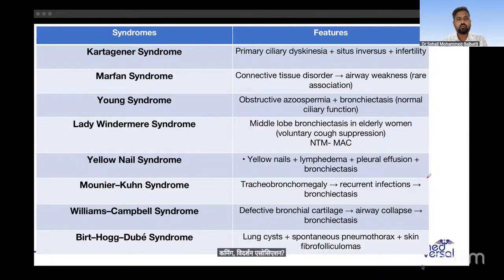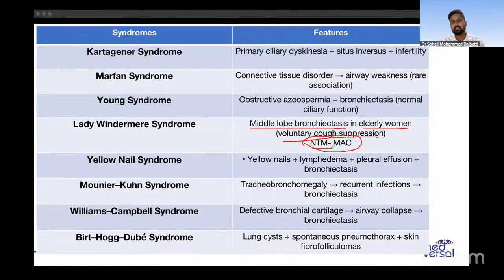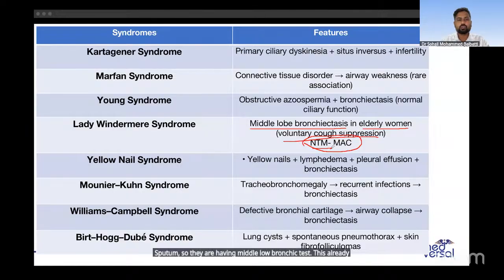And we have something called Lady Windermere syndrome, commonly seen with non-tubercular mycobacteria, that is Mycobacterium avium complex, especially in elderly women who have voluntary cough suppression and tend to swallow the sputum. So they have middle lobe bronchiectasis. I have already mentioned in the etiology that NTM can be a cause or a consequence. When you see middle lobe bronchiectasis on the bilateral side, always think of non-tubercular mycobacteria.